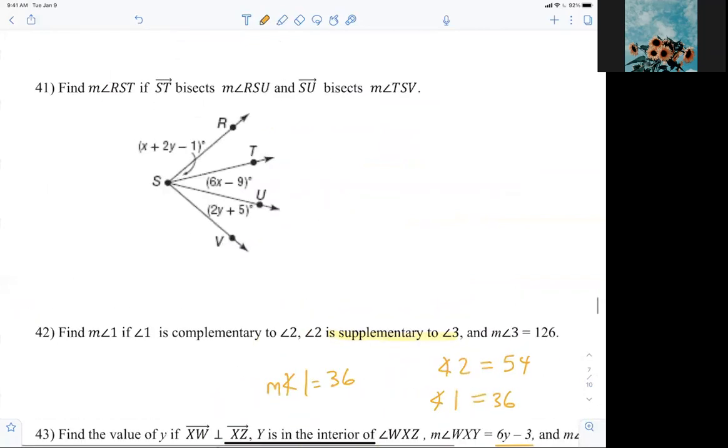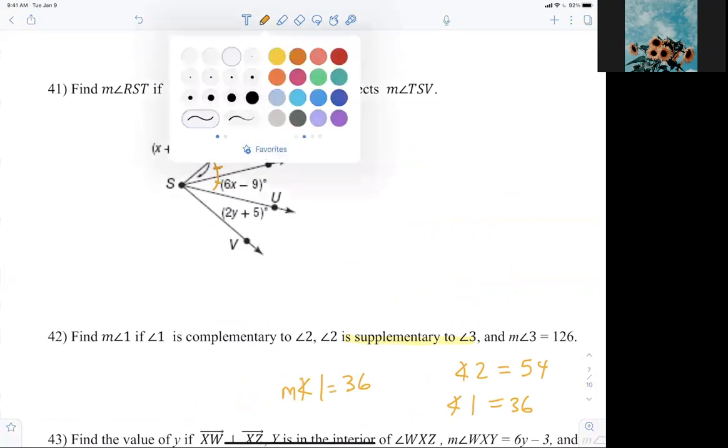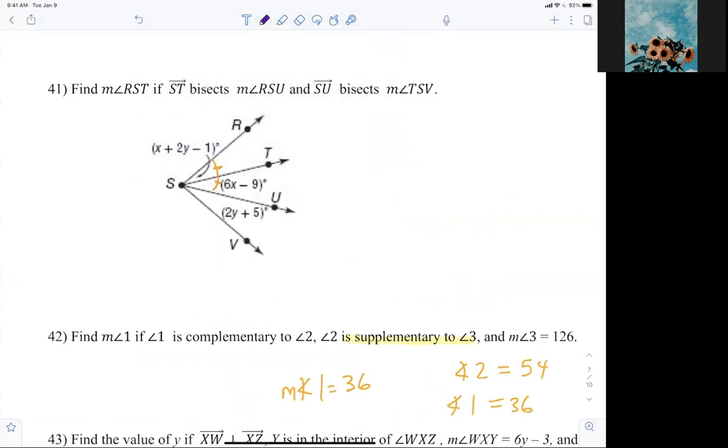All right, 41 is kind of annoying, so let's look at that. Find the measure of RST. ST bisects RSU. So right off the bat, we're going to say this angle is equal to this angle. Then it says that SU bisects TSV. So then what's true about all those angles? They're all the same. All three angles are the same. Does everybody agree with that?